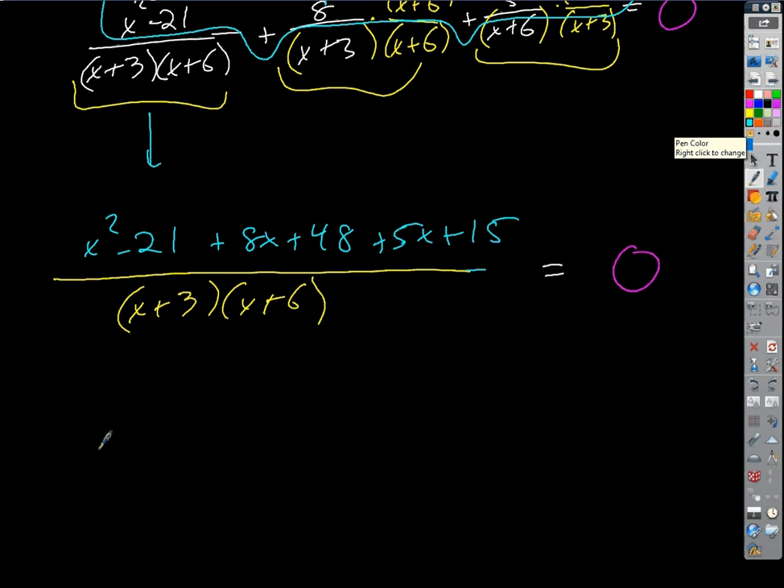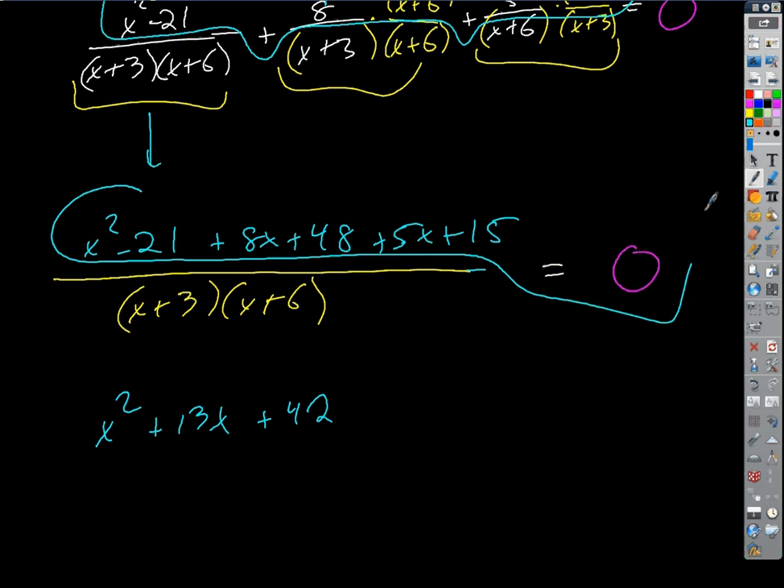So I've got 1x squared. How many x's? Plus 8x plus 5x. Okay. Minus 21 plus 48 would be, what is that, 27 plus 15, 42. And then I'm just going to set that whole thing equal to 0, right?